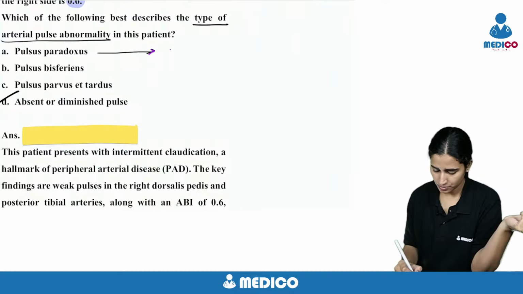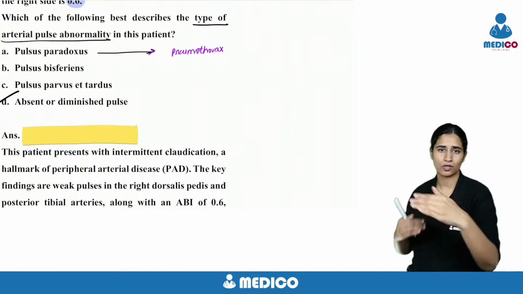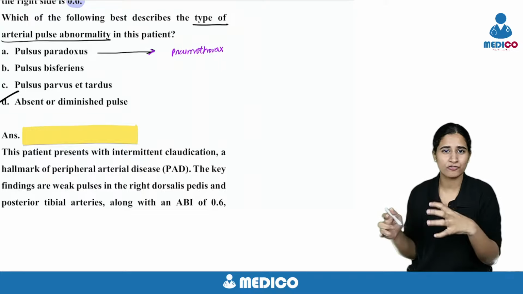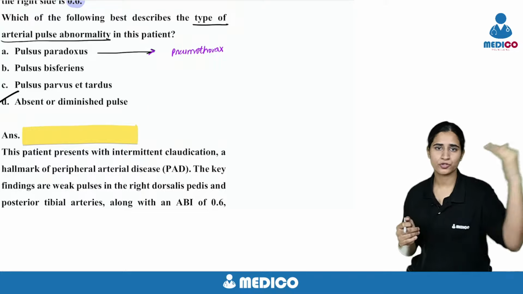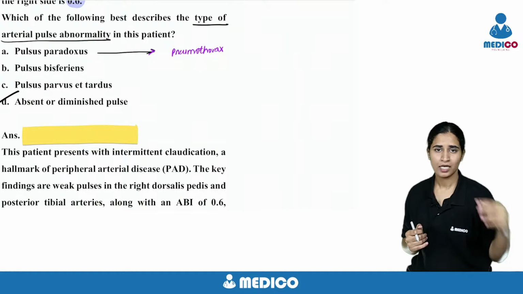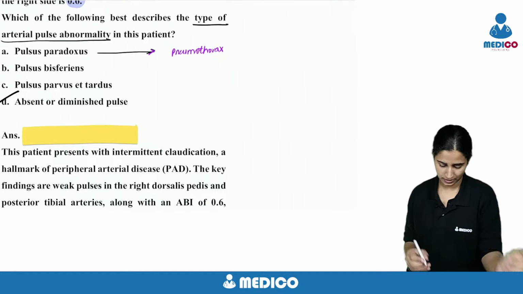Pulsus paradoxus you will be seeing in pneumothorax, and we'll see the causes. Just reading the causes of pulsus paradoxus won't help. First you should know why that phenomenon is occurring, only then you will know the causes. We'll discuss that in detail.